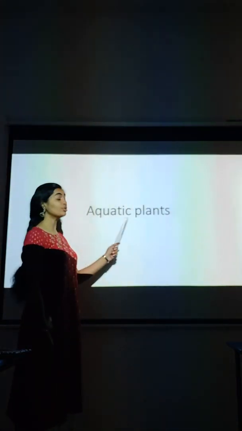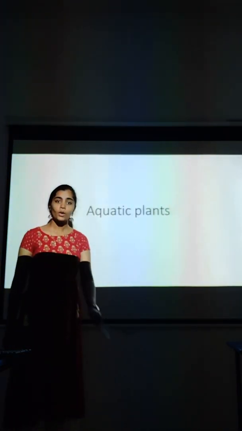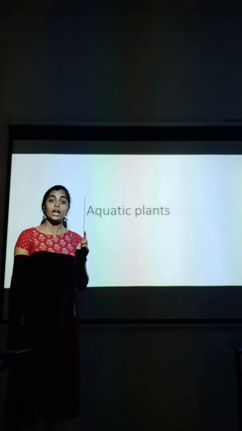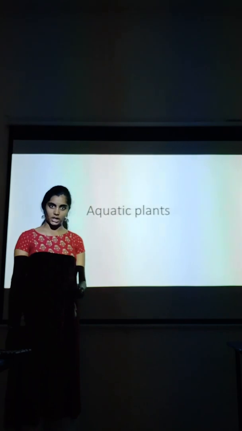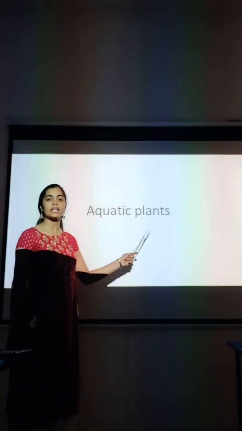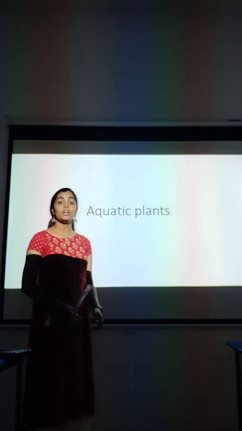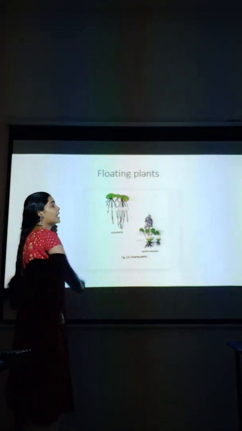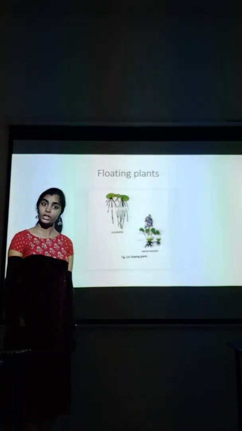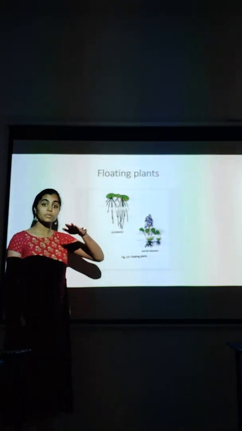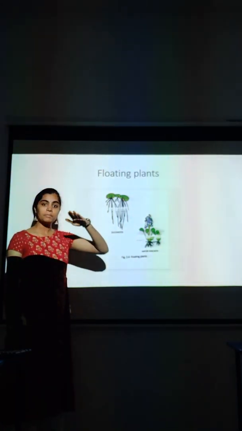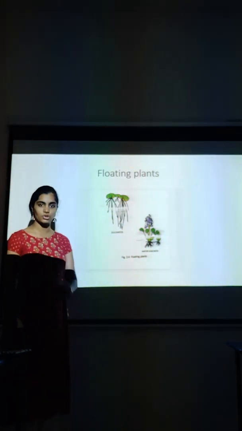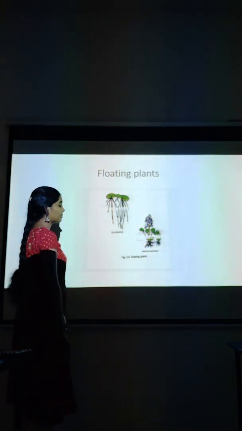Now let us go through aquatic plants. What are aquatic plants? The plants which grow under the water are called aquatic plants. Okay? Now we have three types of aquatic plants. First one is floating plants. What do you mean by floating? Which is present on the upside of the water. That is called floating, means which always continuously floats on the water. Those are called floating plants.